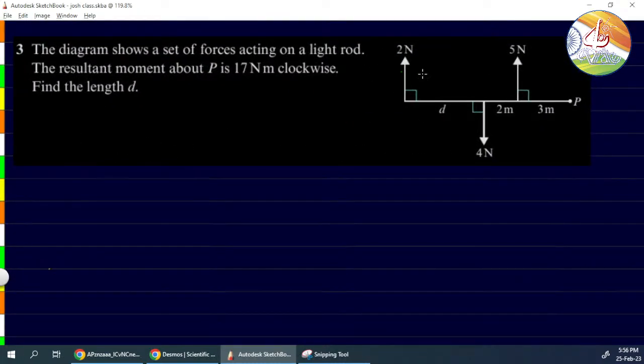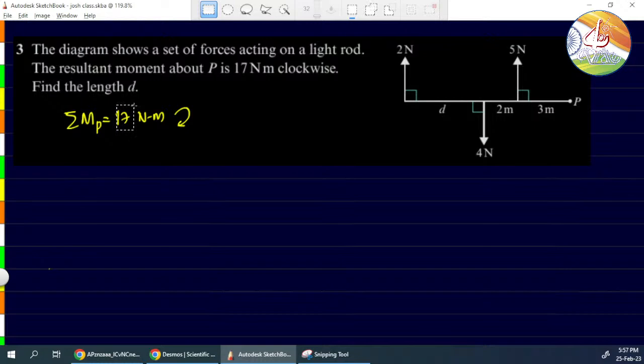The diagram shows a set of forces like this. The value of D is not known here, and that is what we need to find. The moment value has been given, so the sum of all the moments about P is 17 Newton meter. The resultant moment has been given, and this is clockwise. Clockwise means we have to take it as negative.